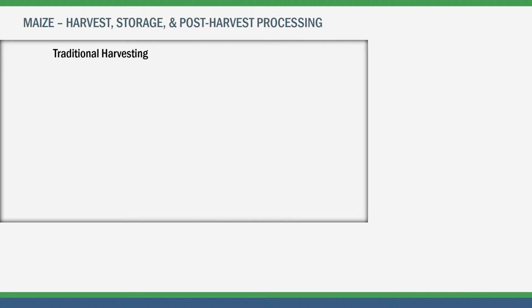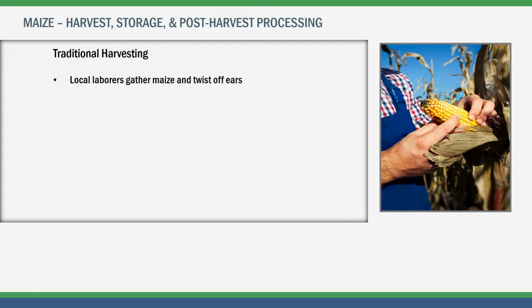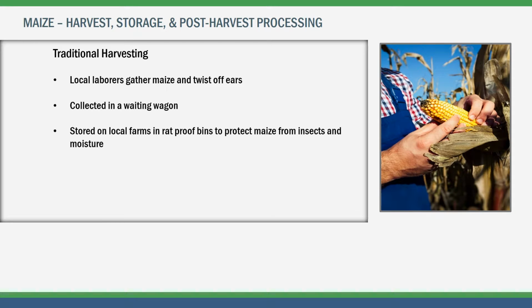Maize harvesting on traditional farms or small farms in developing countries is usually done by hand. Local farmers are hired to gather the maize and twist off the ears. They are then collected and placed in a waiting wagon. The grain is then stored on local farms and in rat-proof bins to provide some level of protection against insects and moisture. Even with these measures, 30 to 40% losses are common.